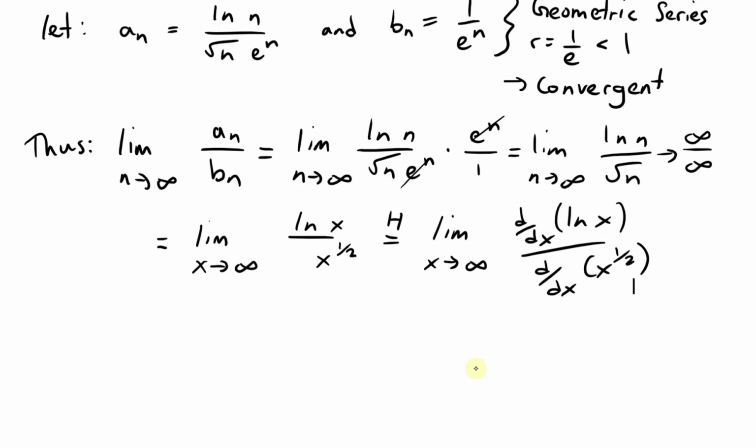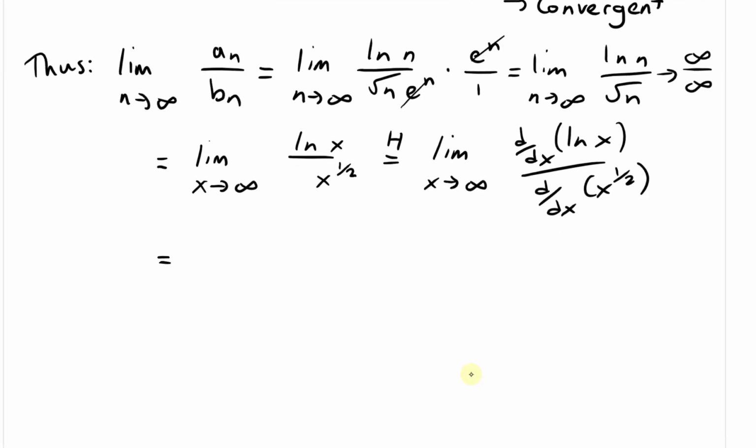Which equals, let's just solve the derivative. Remember, the derivative of ln x is 1 over x. So the limit as x approaches infinity of 1 over x, I'm just going to put it down like this, divided by, for this one, we're going to bring the 1/2 down, then we're going to subtract from the power.